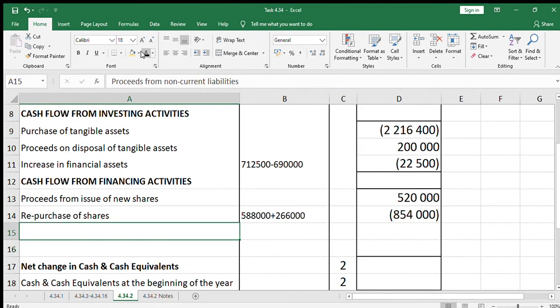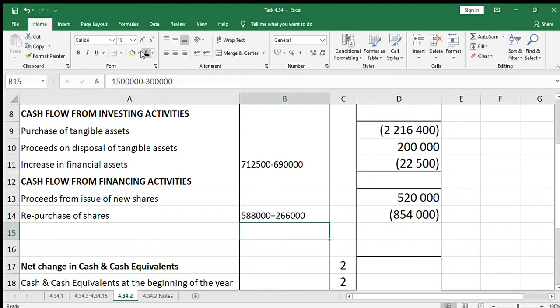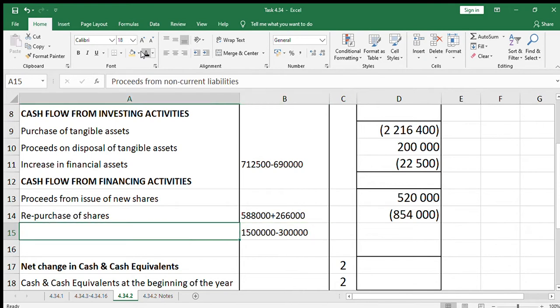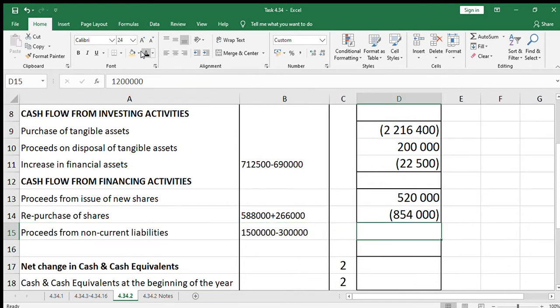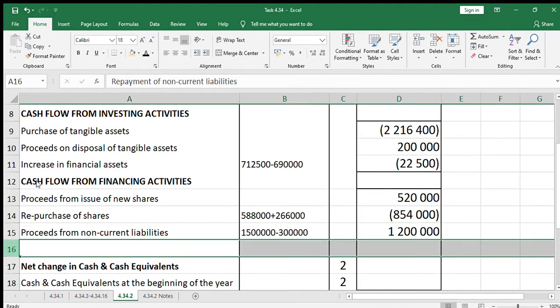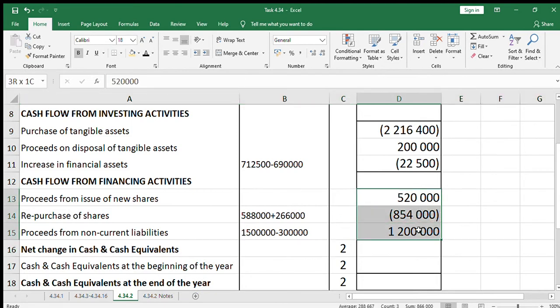And then let's look at the loan. What happened with the loan? It looks like it has increased. This year it's 1.5 million compared to 300,000 last year. So that would be proceeds from non-current liabilities. Remember, the bank gives the money, so it's a cash inflow. So it's not a repayment. I'm just going to delete that. Now you've got these three figures within a block. You can just calculate your answer and place it above the block. Okay, we can also calculate this answer.